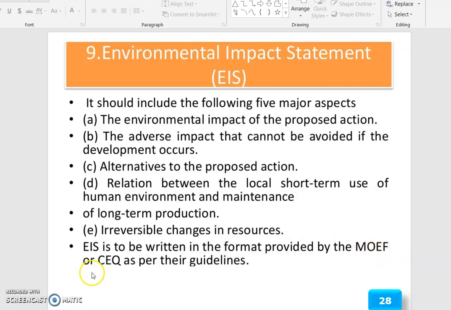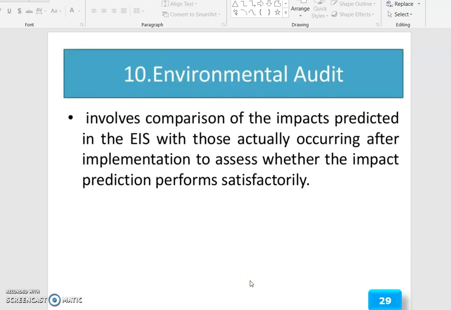Then the EIA is to be written in the format provided by the MOEF, Ministry of Environment and Forestry, or CEQ, as per the guidelines. And finally, we have to do the environmental audit. The audit involves comparison of the impact predicted in the EIA with those actually occurring after implementation to assess whether the impact prediction performed satisfactorily.